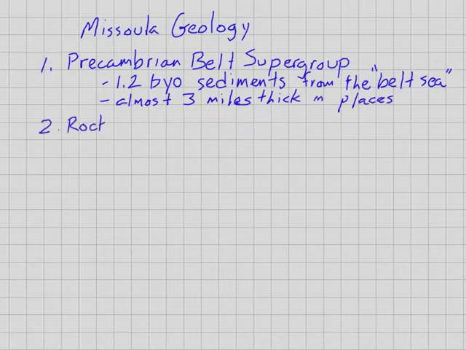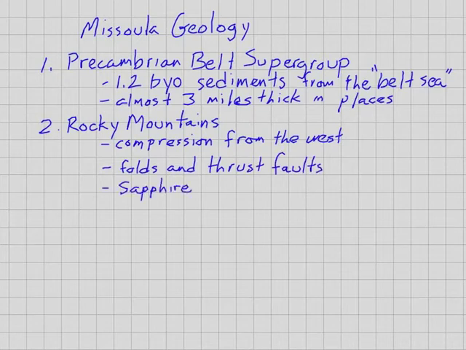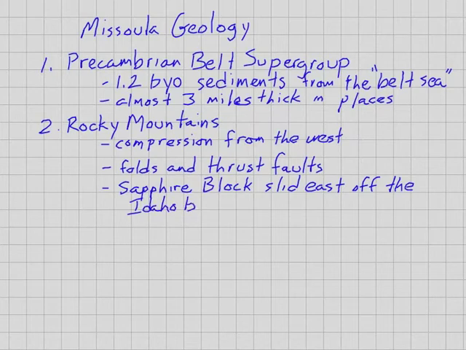Number 2, the Rocky Mountains. About 100 million years ago to about 50 million years ago, this part of the continent was compressed from the west as the Pacific Plate dived under North America. And this created folds and thrust faults. And part of that mountain building was the Sapphire block that slid off the Idaho batholith and crumpled up the mountains north of Missoula, north and east of Missoula.